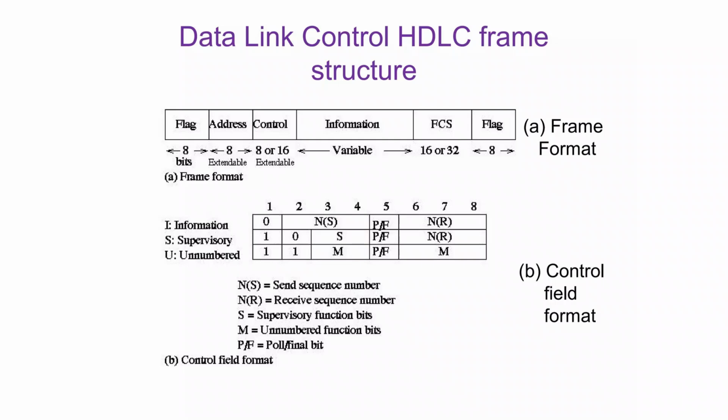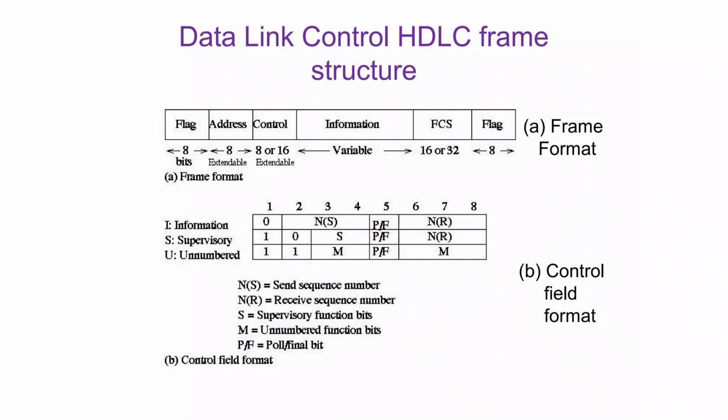Now go to the control field format. Already I told you there are three frame formats we have: I, S, and unnumbered, that is I, S, and U. In the I structure, you can see it is the same. It consists of flag, address, control, information. Everything will be the same as the general format. The space will be there.